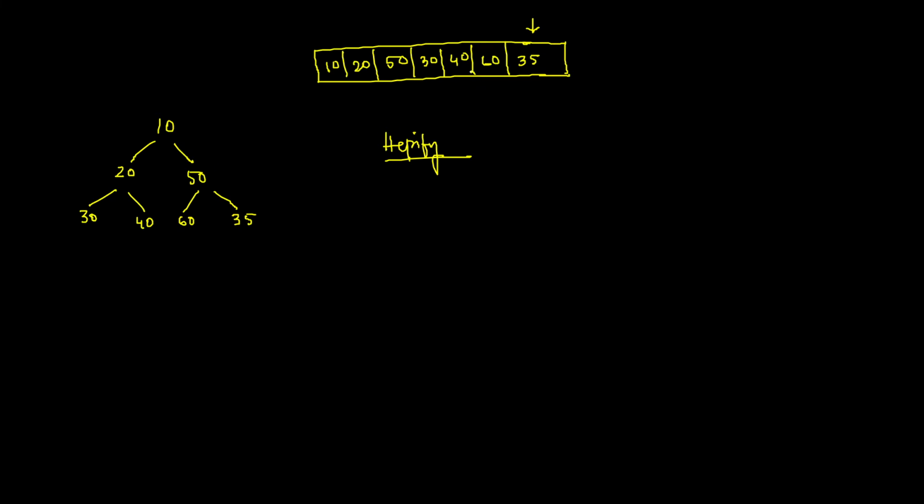So that means after this particular checking, we'll have a swap between 60 and 50, right? So ultimately your data will be something like 10, 20, this part will be 60, then 30, then 40 will be already there, and instead of 60, 50 will come, and 35.